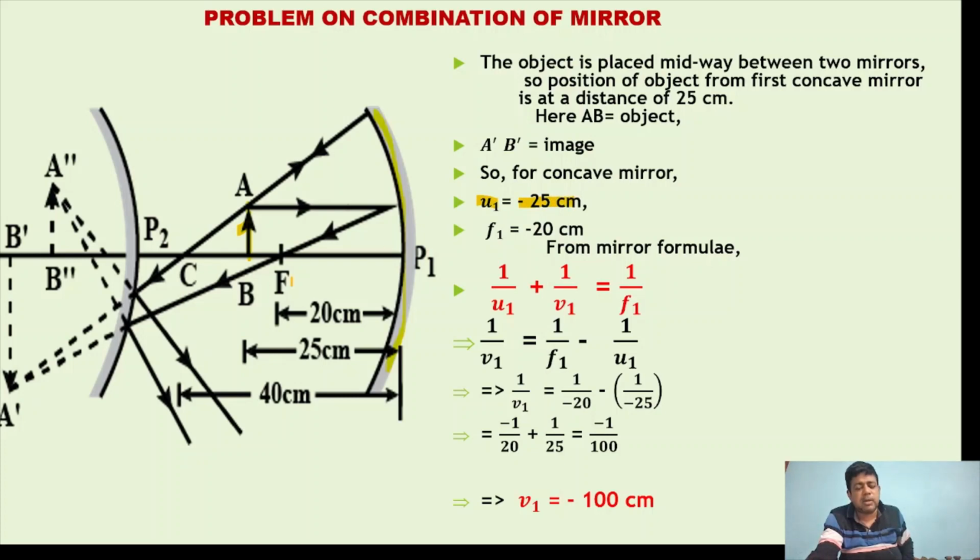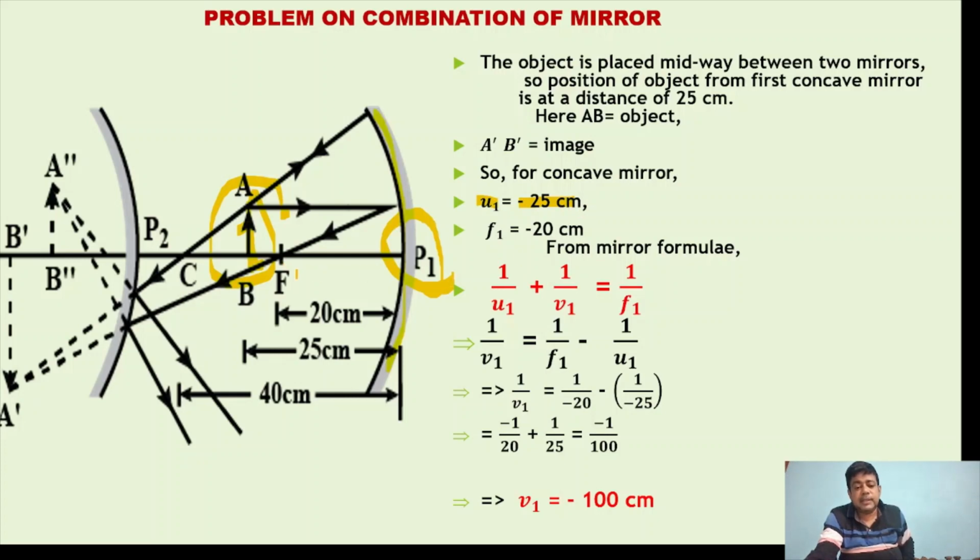Why is it minus? Already you know. As per the sign convention, here the object AB is situated to the left of the mirror, to the left side of the pole P1. So any object placed to the left side of the pole of the mirror is always taken as negative, as per the sign convention. Understand or not? So distance of the object is U1, which is minus 25 centimeter.